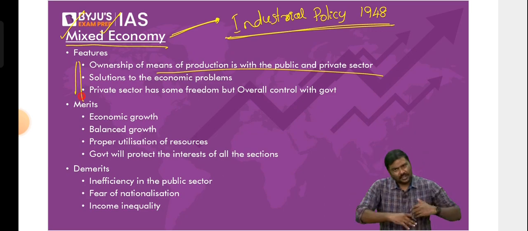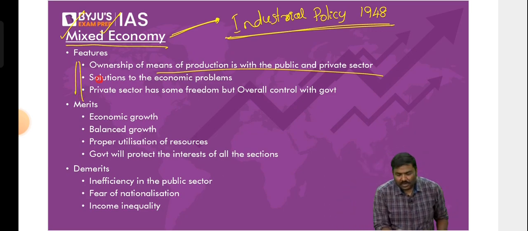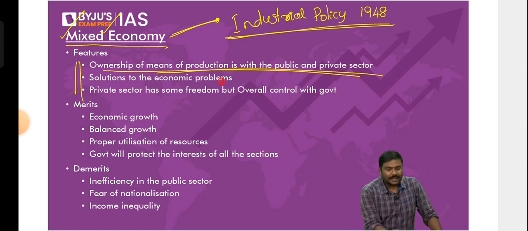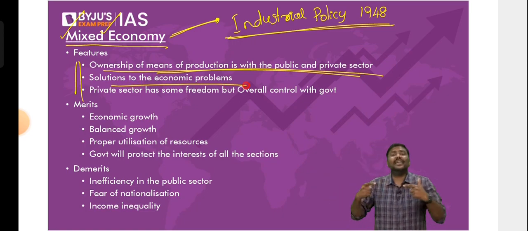Now what are the features? Just imagine India, you understand. Let's just look at the features of India. Right, what are the features? Ownership of factors of production is between both private sector as well as the government. Second, both private sector as well as the government will try to provide solutions to the economic problems. What do you mean by economic problems here?